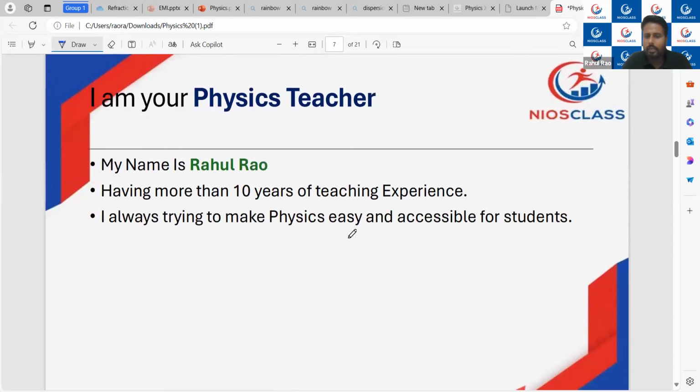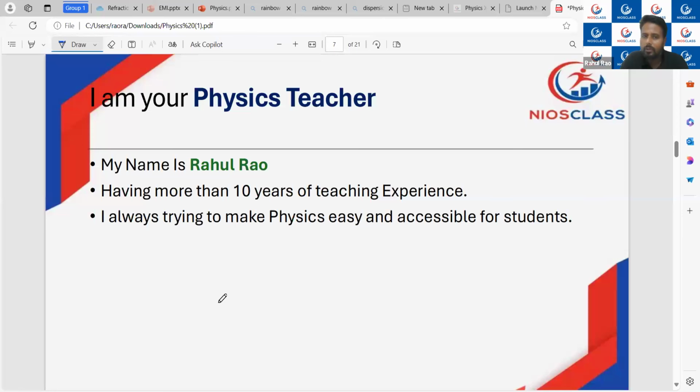As you know, my name is Rahul Rao, and I have more than 10 years of teaching experience, and I always try to make this subject easy for all of you. Correct? By taking different simulations, by using simulators, by using different kinds of examples. Because physics has a numerical portion, and you can't write this exam only on the basis of your learning capability.